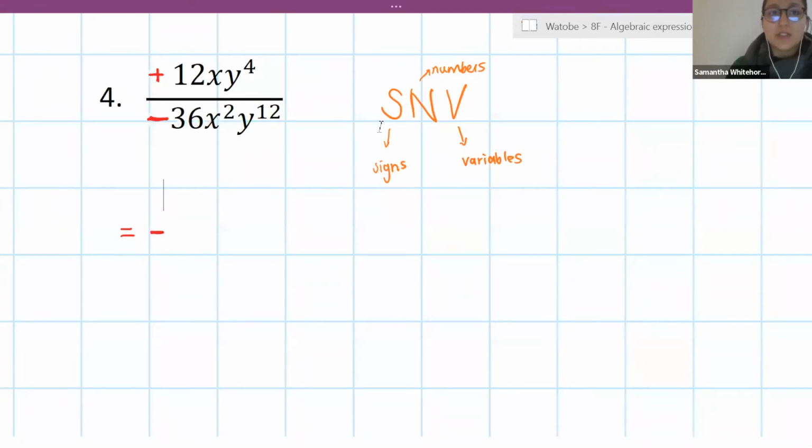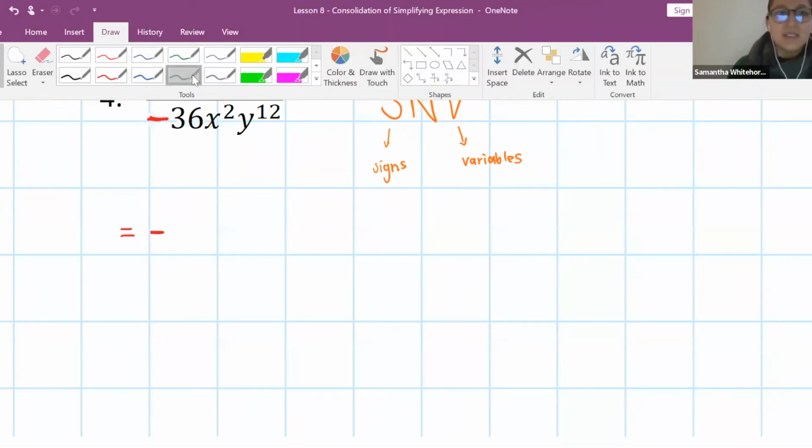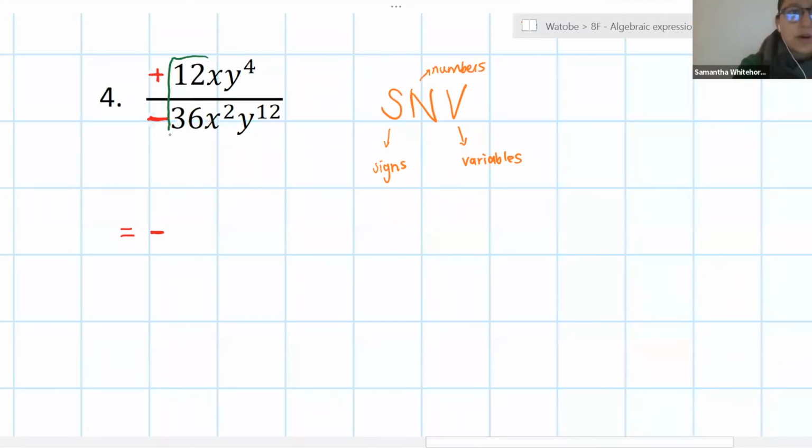Now I'm going to go on to the numbers. So ignore everything else, just look at the numbers. So I've got a 12 divided by 36. Now, if you are allowed to use your calculator, you can actually just put this in your calculator and check, but it is useful to be able to do this without. So now I need to ask myself, what is the biggest number that I can divide into both 12 and 36 in order to simplify that fraction? All right, so have a think. What's the biggest number I can divide into it to simplify?